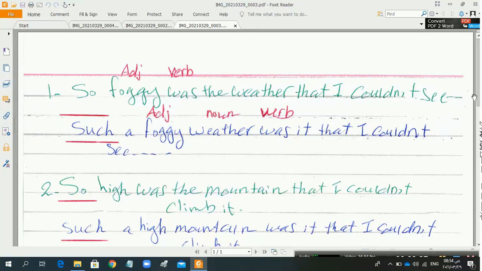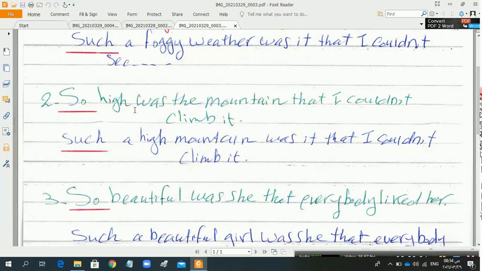Look at number two. So high was the mountain that I couldn't climb it. "Such a high mountain": a high, you have to add the article, a or an. Such a high, here adjective, then the noun, then the verb. Such a high mountain was it that I couldn't climb it? Was it? This is the inversion. You are replacing the verb and putting it first, then the subject. Was it, not it was. Take care of this.